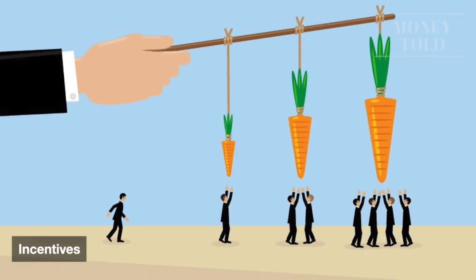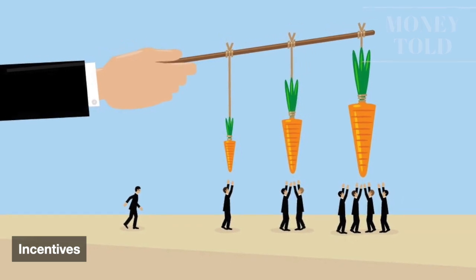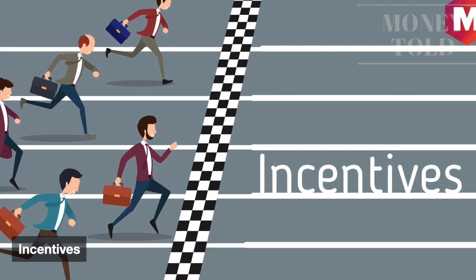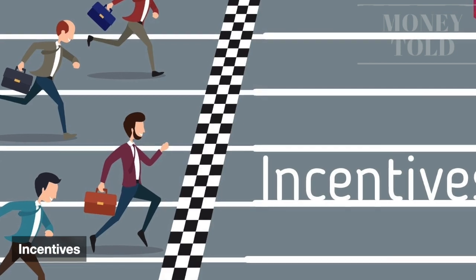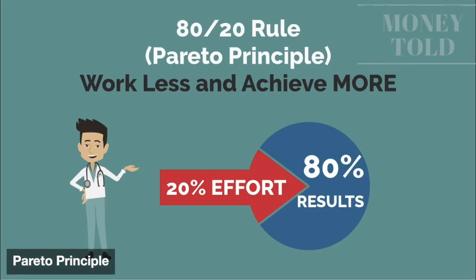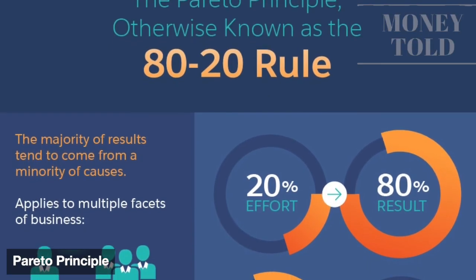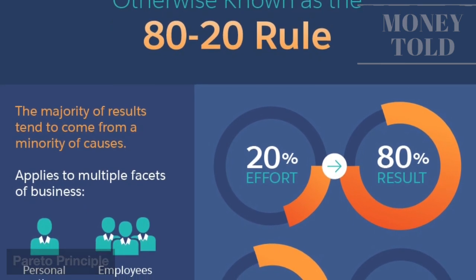Incentives. Understanding how incentives drive behavior is a valuable mental model. When managing a team, consider how to align incentives with desired outcomes. For instance, offering a bonus for meeting specific sales targets can motivate your sales team. Pareto Principle, the 80-20 rule. This model suggests that 80% of the results often come from 20% of the efforts. In project management, it implies focusing on the 20% of tasks that yield the most significant outcomes and delegating or streamlining the less impactful 80%.